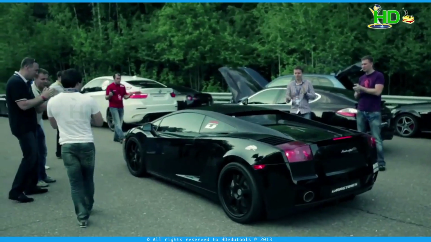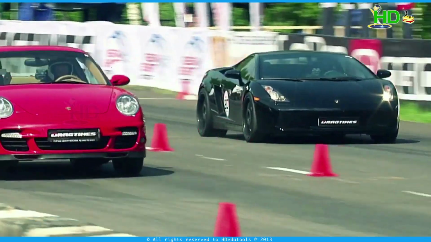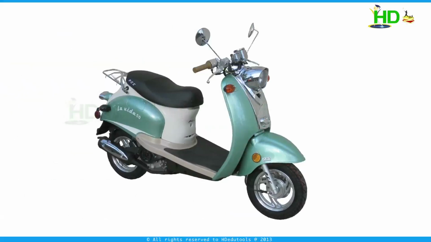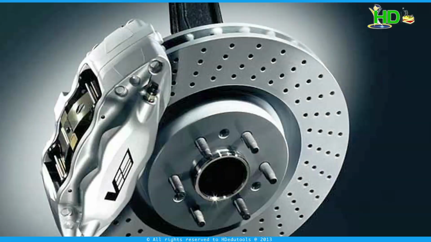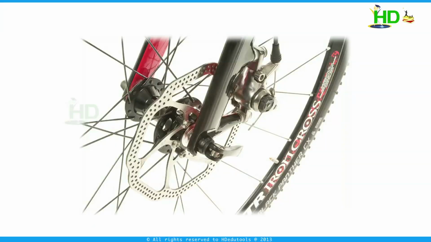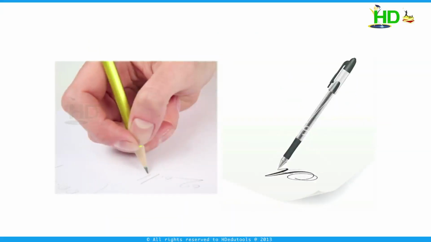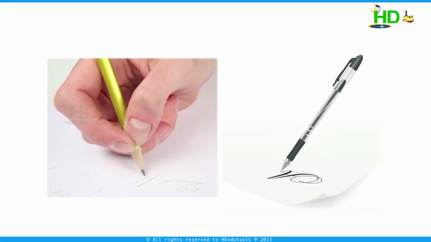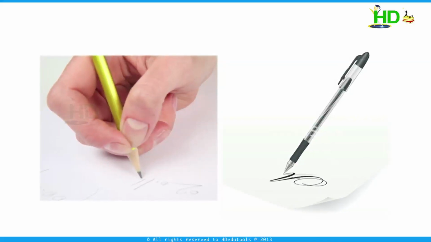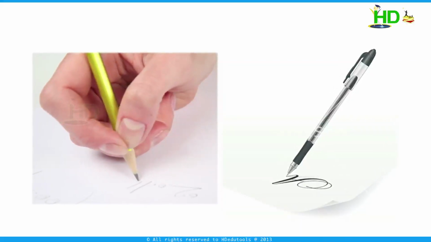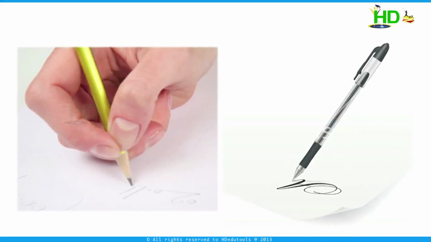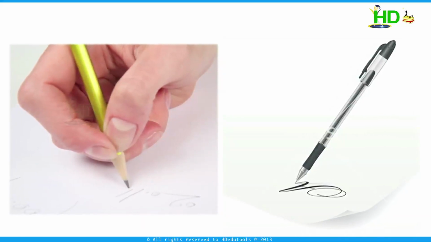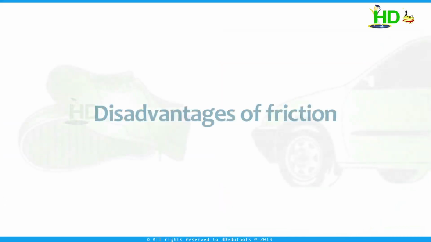Moving vehicles such as bicycles, cars, scooters, etc., are stopped due to the force of friction between the brake shoes and the moving wheel rims. Writing on paper with a pencil or ball pen is possible on account of friction, because it does not allow the pencil or ball pen to slip on the paper. These are all the advantages of friction. Already we discussed the disadvantages of friction.